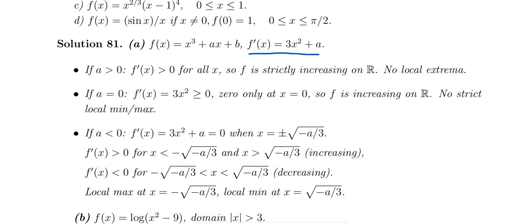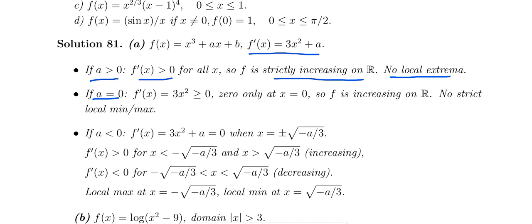f dash of x here comes as 3x square plus a. It totally depends on a. If it were just 3x square, we could say that it is always positive. So a greater than 0 gives f dash of x greater than 0, which means f is strictly increasing on R. f strictly increasing on R means no local extreme.